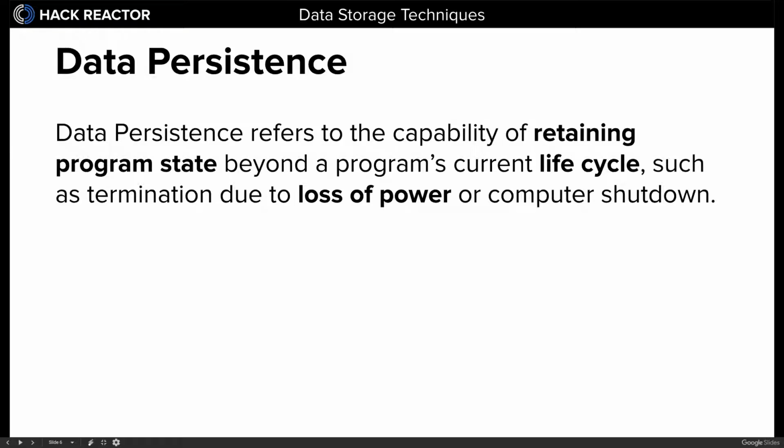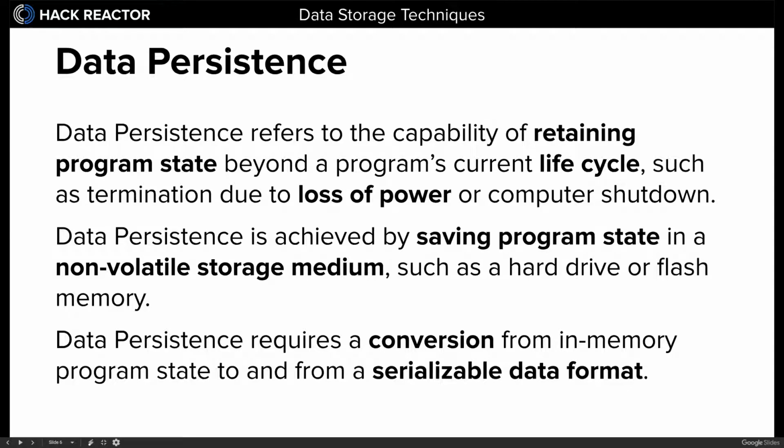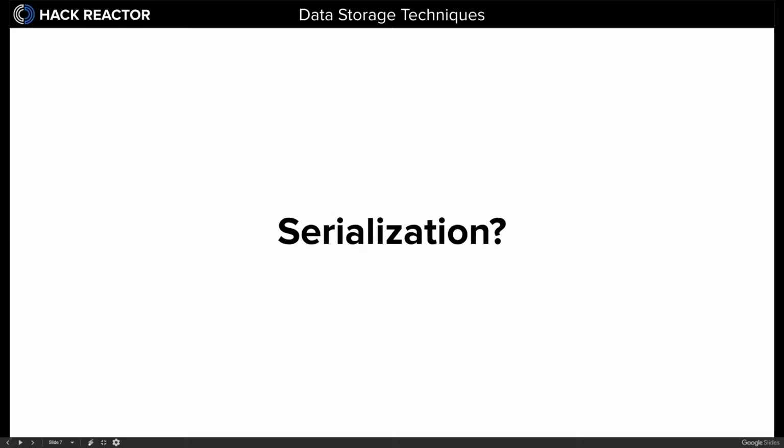So data persistence refers to the capability of retaining program state beyond a program's current life cycle, such as termination due to loss of power or computer shutdown. It's achieved by saving a program state in a non-volatile storage medium, such as a hard drive or flash memory, which is also a solid state, in case you didn't know that. Data persistence requires a conversion from in-memory program state to a serializable data format. And we've been working with a serializable data format called JSON, so we're all familiar with that.